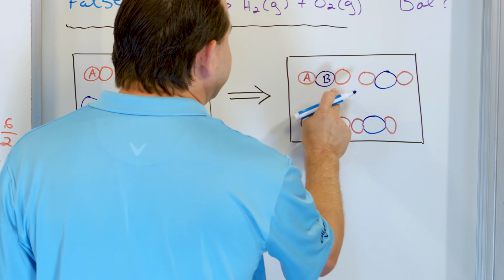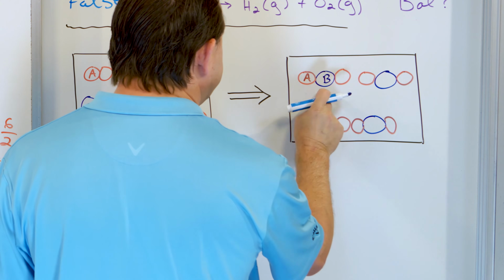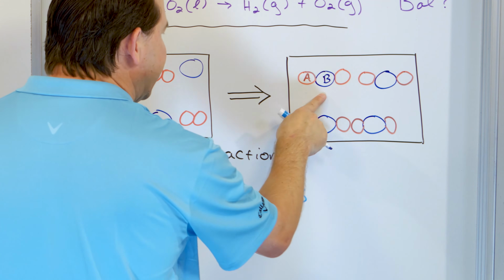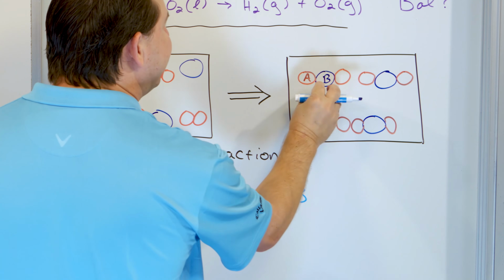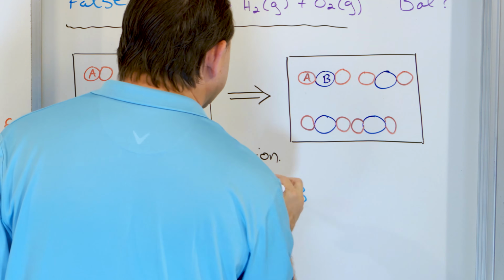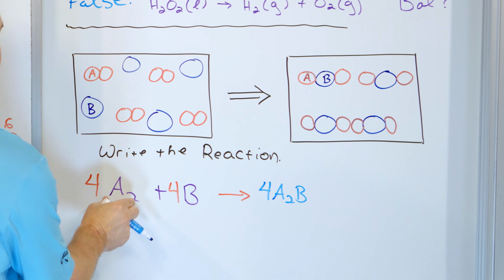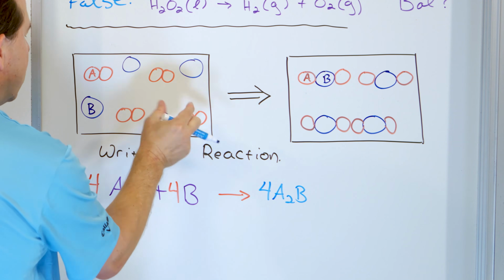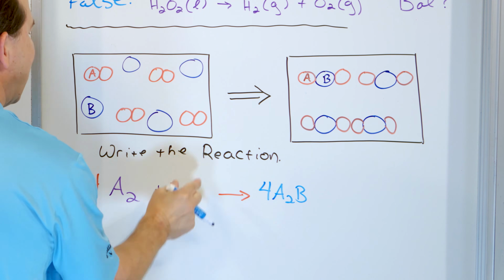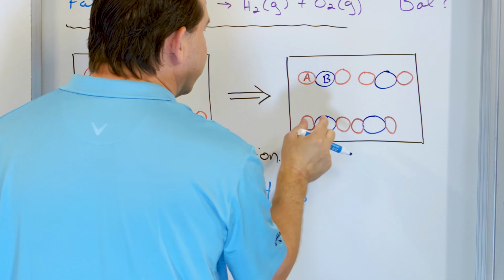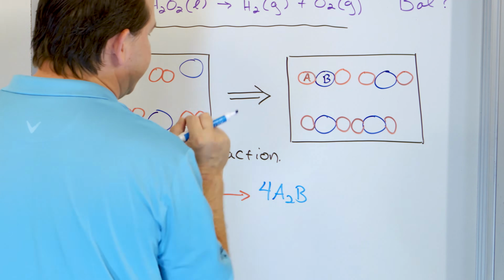It forms a new molecule, A2B. A2B. This is like H2O, right? A2B. And this is like a single unit. How many of these units do we have? 1, 2, 3, 4 of those. So there's a 4 in front of there. So what we figured out is that 4 of these molecules called A2 combine with 4 of these individual atoms called B to yield 4 groupings of molecules of this thing called A2B.